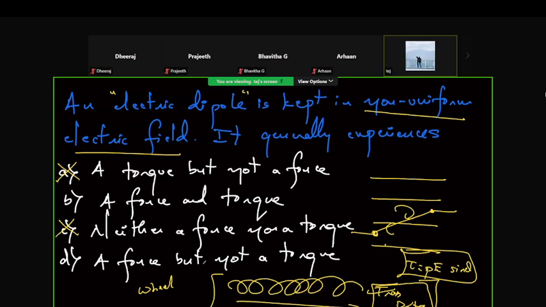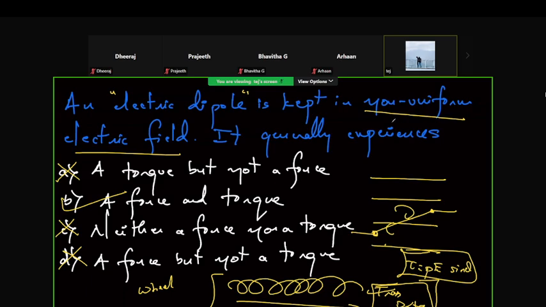A force but not a torque. This also is incorrect because just now I told you it is experiencing a force. Because of that force only, it is moving forward. That's called translatory motion. Rotatory motion, because it is experiencing a torque. So the actual option is B. So electric dipole, non-uniform motion.